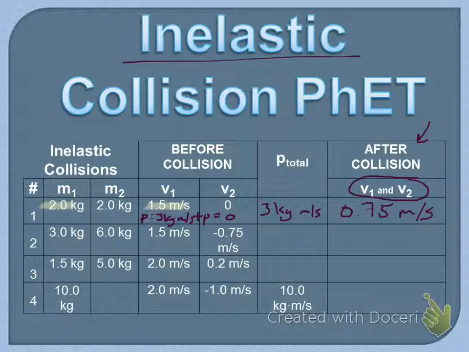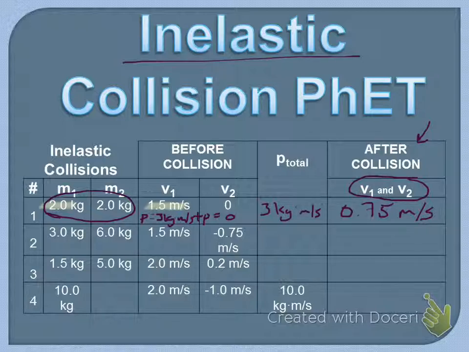So if we look at checking that with math, basically we would see now we have a total mass of 2 plus 2, or 4. So we'd have 4 kilograms times 0.75 meters per second, and 4 times 0.75 does indeed equal 3 kilograms meters per second. So we see that our momentum has been conserved in this case.